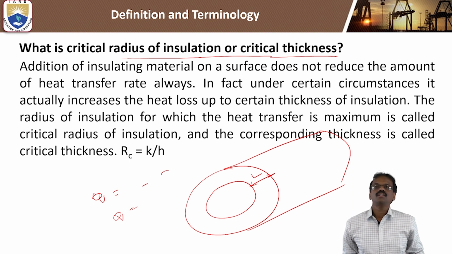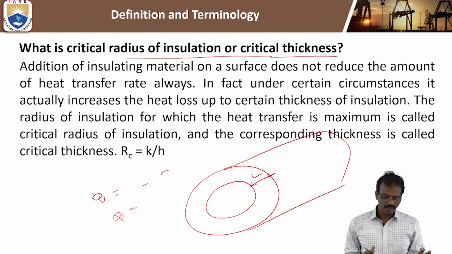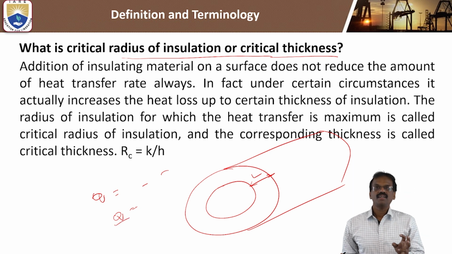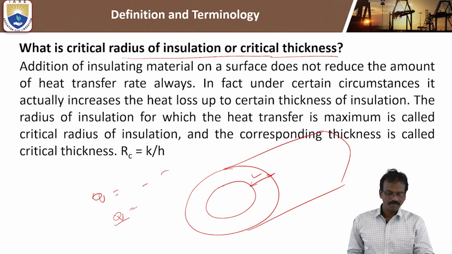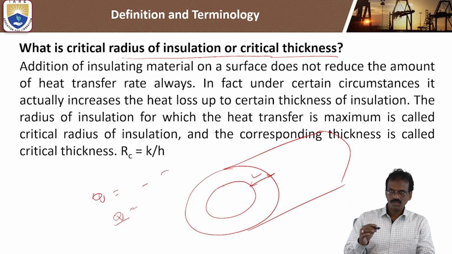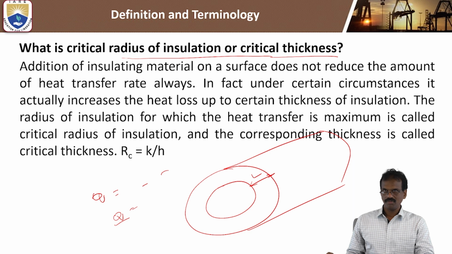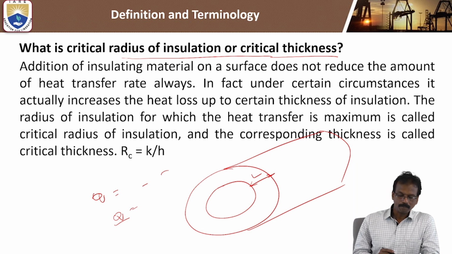But in the case of cylinders, up to some point the heat conduction increases with increasing thickness of the cylinder. What is the reason behind this? Up to a certain thickness, the rate of heat transfer will increase. After that, the rate of heat transfer will decrease. That point is called the critical thickness of insulation. Adding insulating material on the surface does not always reduce the amount of heat transfer.